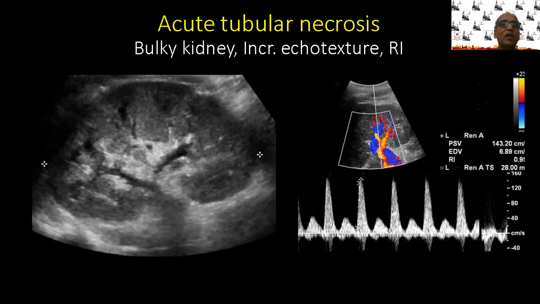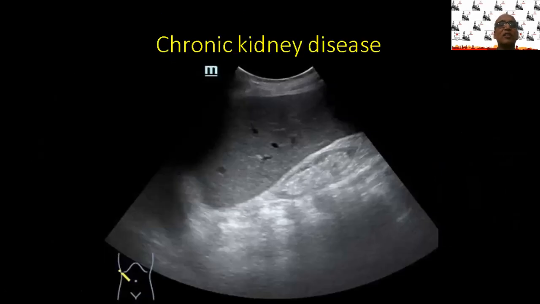So you have an ATN here with a bulky kidney, increased echotexture and abnormal RI. You don't tend to see this all the time, but as I've said, the role of ultrasound is to look for other causes or treatable causes like infection or obstruction as a cause for acute kidney injury.